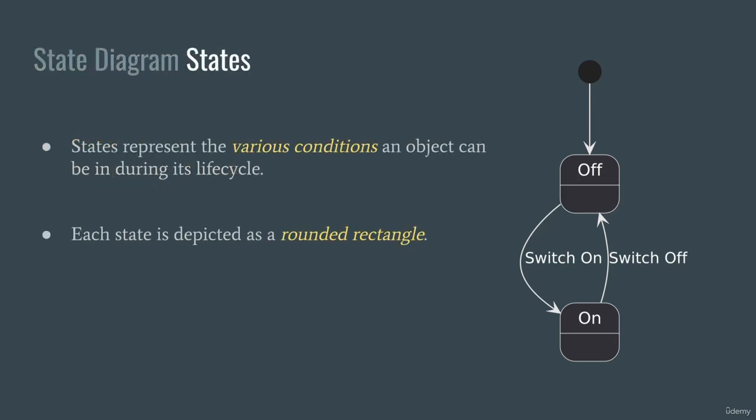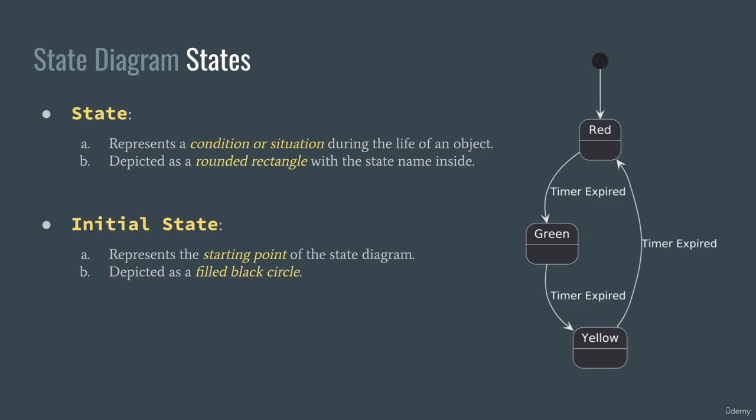States represent the various conditions an object can be in during its life cycle. Each state is depicted as a rounded rectangle. Again, a state represents a condition or situation during an object's life, depicted as a rounded rectangle with the state name inside, and the initial state, shown as a filled black circle, marks the starting point of the state diagram.